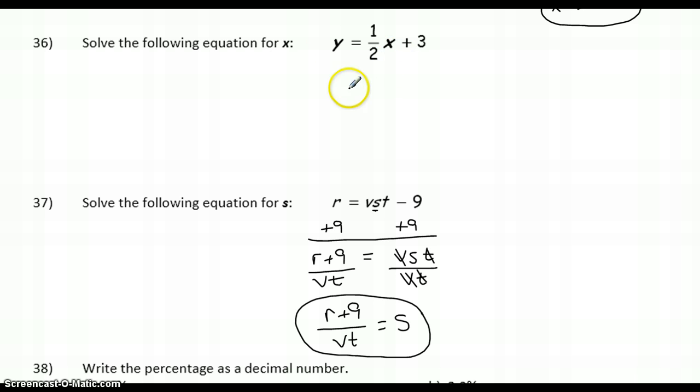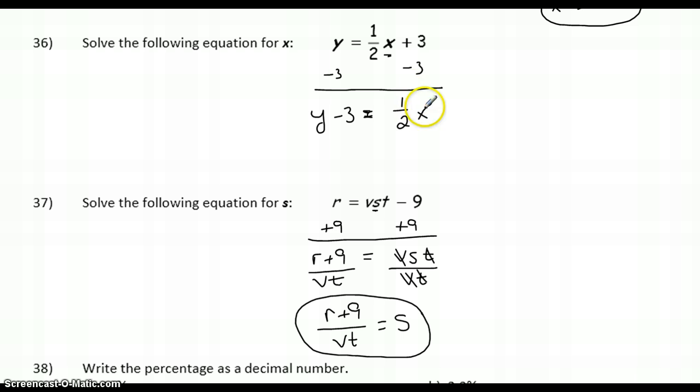And let's go back to 36 and show our work on this one. I want to solve for this x. I've got the add 3. Got to get rid of that. So we got to say subtract 3 to both sides. So we're going to look like right here, y minus 3 equals 1/2 x. It's my equal sign. Okay.